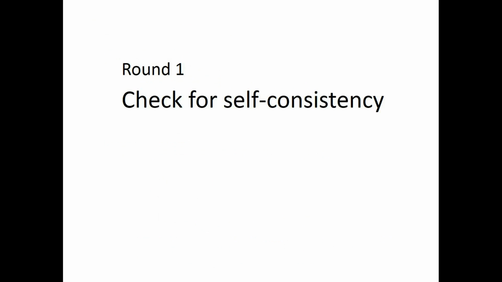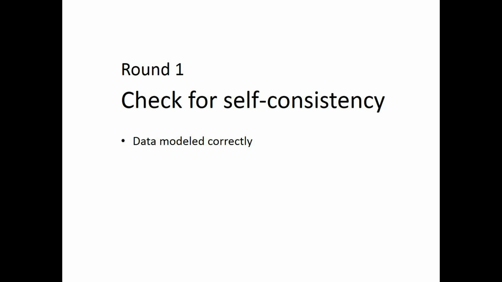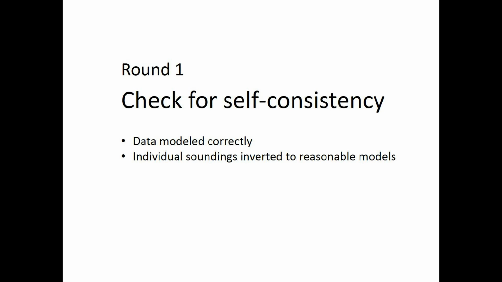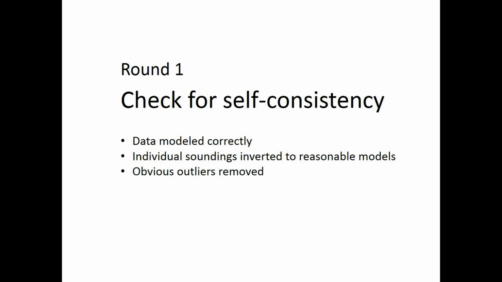So the first round is a very simple one. First we need to check for self-inconsistency in the data set. We have to make sure the data are modeled correctly, that there's nothing wrong, and that we understand the data correctly: the normalization, the primary field, the units, all kinds of stuff. We have to at least make sure we can get individual soundings converted to reasonable models, not something like a 1,000 ohm-meter anomaly. And we also have to identify some obvious outliers, so make sure they're not making trouble for us.